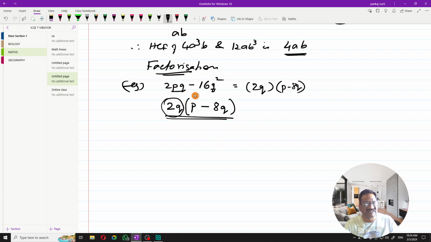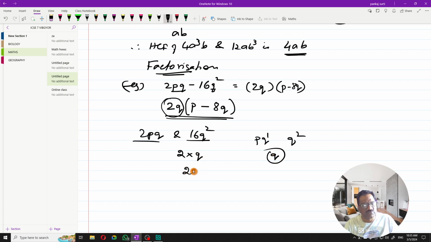Okay. See, let us try to find out what is the HCF of 2pq and 16q square. So these are the two monomials. Okay. How to find the HCF of the two monomials? You have to find the HCF of the numbers first. And the HCF of 2 and 16, you know it is 2. So that I will take and multiply by the HCF of the variables. Variables are PQ and Q square. Out of this, which is the common factor? The common factor is Q. So which will you take? The one having the lower power. So this is having the lower power. So I'll take Q as the factor. So just this Q I'll multiply with this 2. So 2Q happens to be the HCF of these two, isn't it?